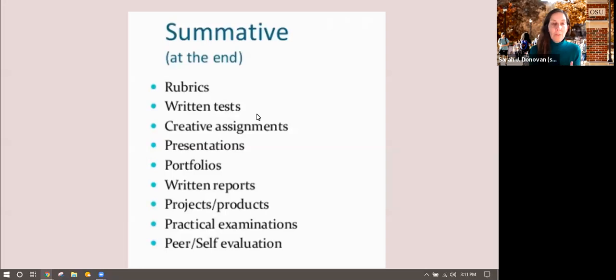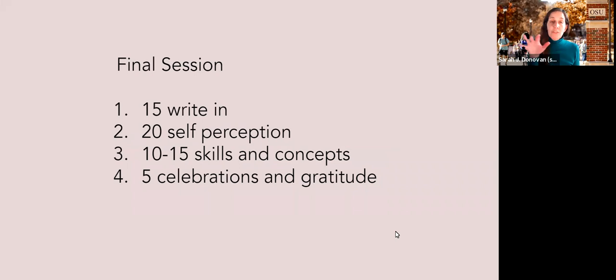So I'm going to offer you a couple examples and one way that you could do your end of session. But you don't have to do it this way. I'm just going to show you as an option, and then you can make it your own. Okay, so for your final session, here's my suggestion for using your time together: spend 15 minutes with the write-in, 20 minutes on the self-perception survey, 10 to 15 minutes doing a skills or concept quiz or activity, and then 5 minutes doing celebrations. This is my suggestion. So let me break it down.